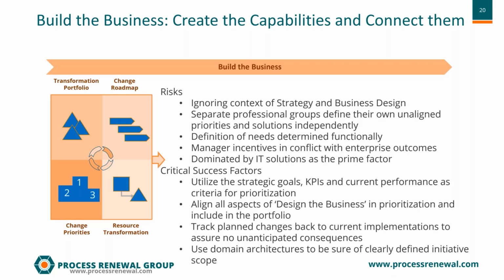So the risks here: we ignore the strategy. We just do what the loudest person in the room wants, and it's not connected to delivering value. The value connection has got to be there. And quite often it's dominated by IT needing to build something, as opposed to worrying about the other domains. So if we want to get it right, we have to really make sure we have the right models in place and show how they interconnect.